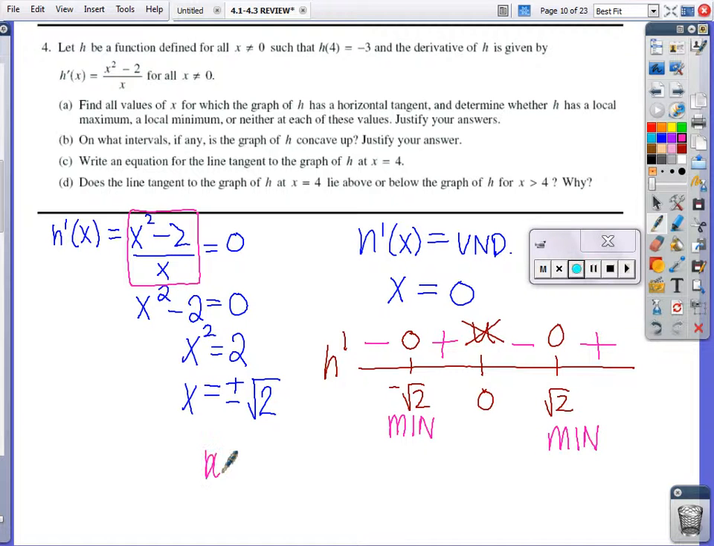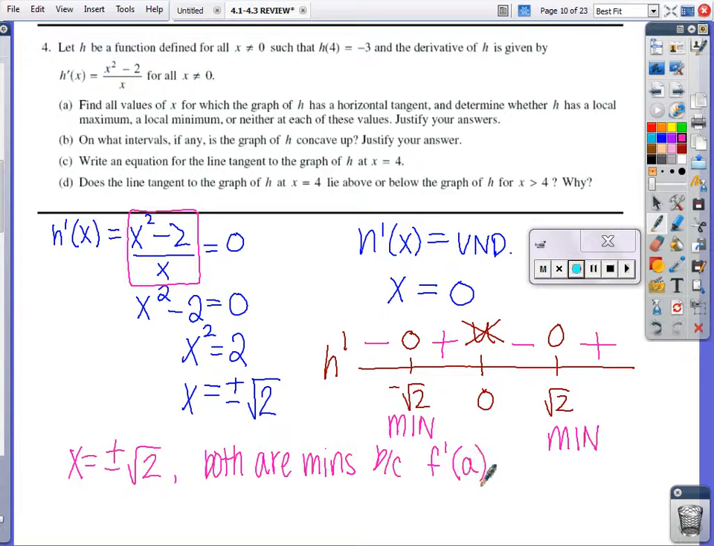So both are mins at x equal to plus or minus root 2. Both are mins because h prime of those values, let's just call it c, or a, doesn't matter. Actually, since we use x, h prime of x equals 0, and h prime changes negative to positive at those points. All right.